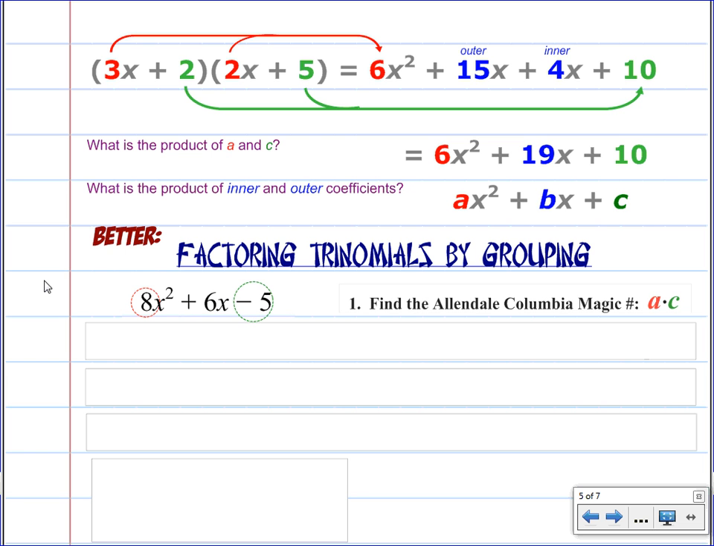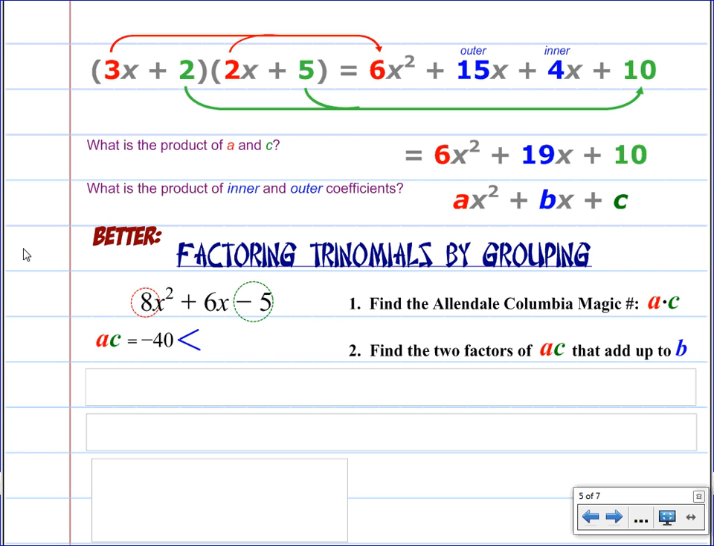First thing, we're going to start with a trinomial 8x squared plus 6x minus 5. And I'm going to find what I call the Allendale-Columbia magic number because it's AC. And AC, what does that stand for, guys? AC is Allendale-Columbia. You're right. So that's why I call this the Allendale-Columbia magic number. A times C. Up here, it was 6 times 10. That's what gave us the 60 value. Down here, 8 times negative 5 is going to give you what? Hopefully you got negative 40, right? Okay. So here's the idea.